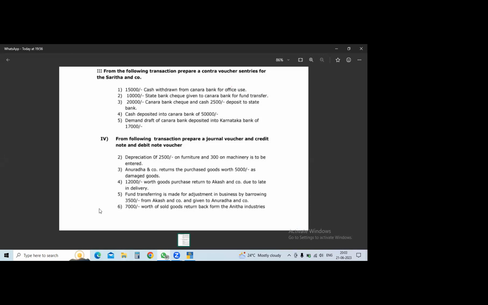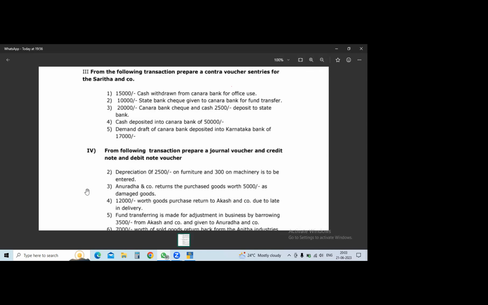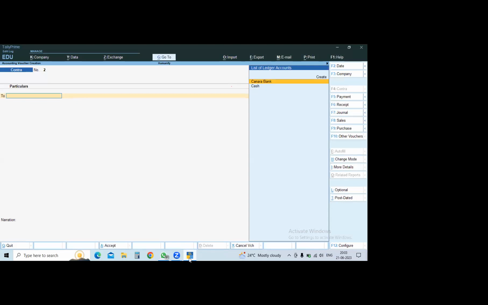Ma'am, is this bank account to bank account, ma'am? Which bank account and which bank account? There is a State Bank. Canara Bank account to State Bank account, ma'am. Yes. So Canara Bank account debit to State Bank. Okay. So now Canara Bank is already there. Correct. Canara Bank account debit to State Bank. So open Tally.